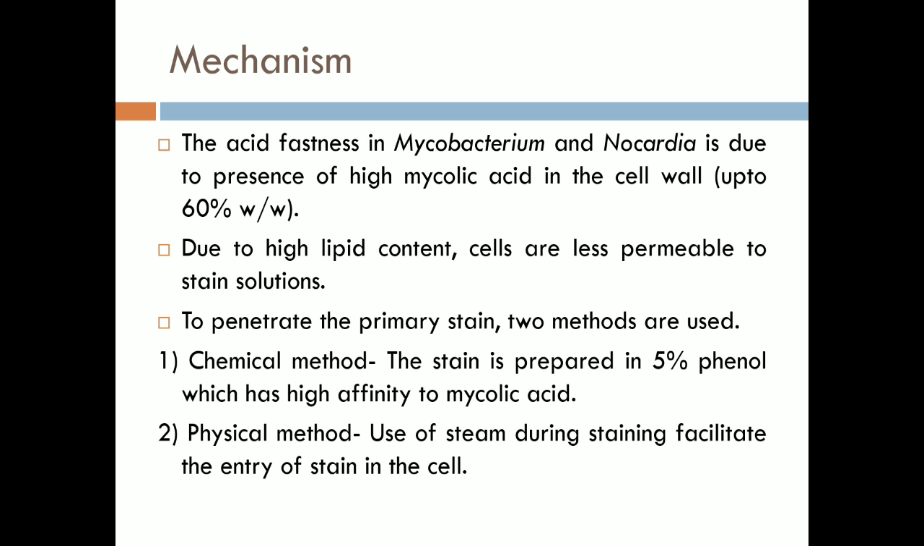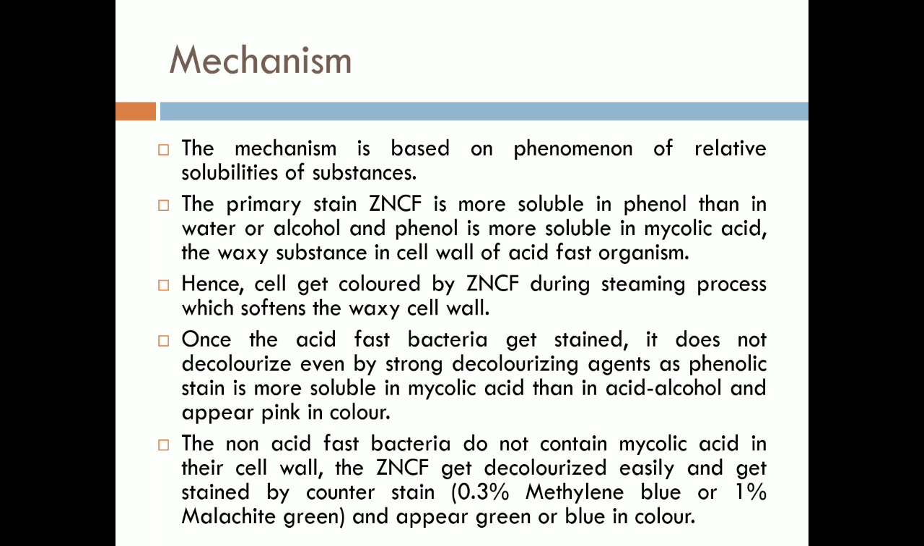To penetrate the primary stain, two methods are used. Chemical method: the stain is prepared in 5% phenol, which has high affinity to mycolic acid. Physical method: use of steam during staining facilitates the entry of stain in the cell. The mechanism is based on phenomenon of relative solubilities of substances. The primary stain ZnCF is more soluble in phenol than in water or alcohol, and phenol is more soluble in mycolic acid, the waxy substance in cell wall of acid-fast organisms.